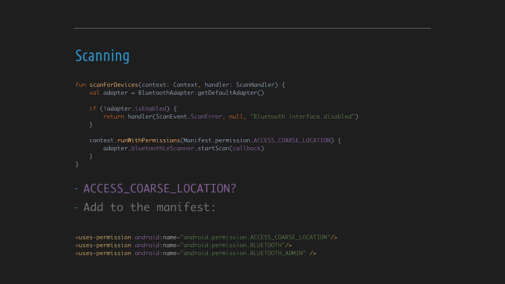Bluetooth obviously is another one, and then Bluetooth admin is the permission that you need to make connections. So if all you had was the Bluetooth permission, you could use existing connections if somebody had already set them up, but to actually initiate a new BLE connection, you need Bluetooth admin.